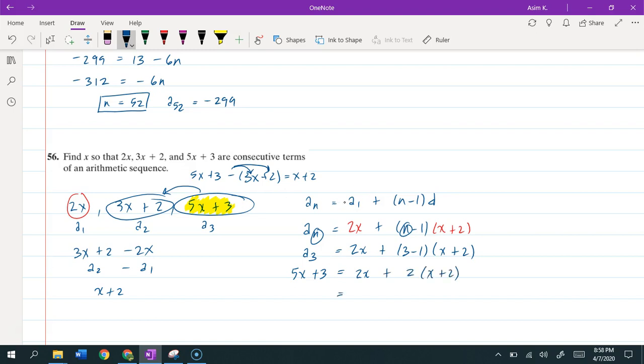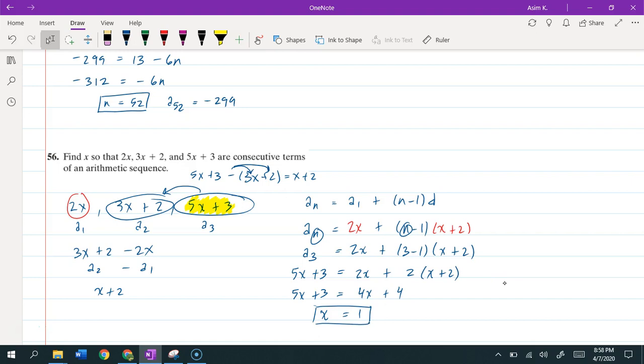And so on this right end over here, 2 times x is 2x, 2 times 2 is 4. So you'll end up with 2x plus 2x plus 4, which is essentially 4x plus 4. And on this side, you have 5x plus 3. Now we subtract the 4x on both sides, and we get an x. And we subtract the 3 on both sides, and we end up with a 1. So the value of x is 1.